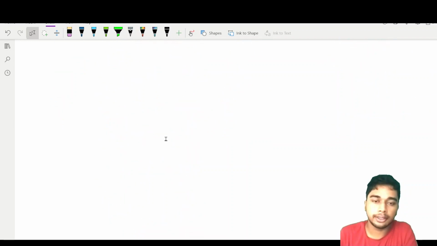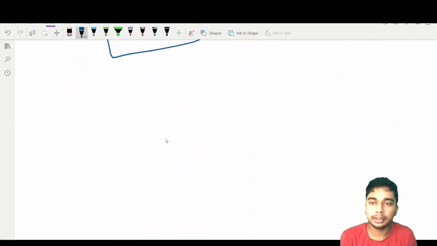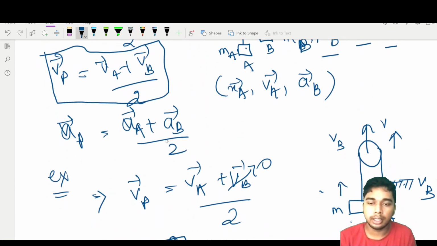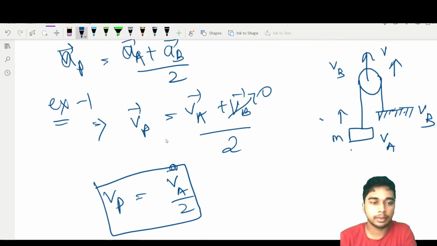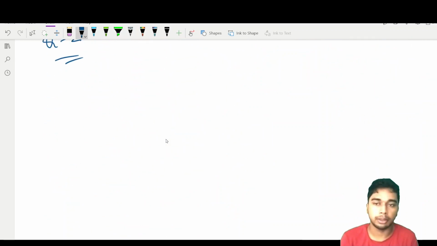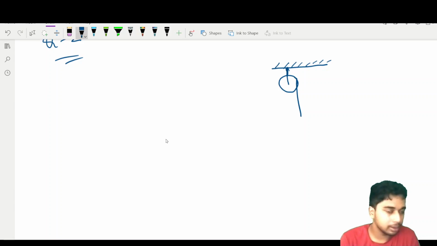Next, go to the second problem. This was the first problem related to the fixed pulley format. The next problem is, I am considering this is a wall which always remains fixed. Let me draw the diagram first. So here this is connected in this fashion.